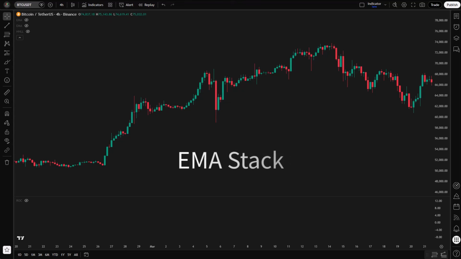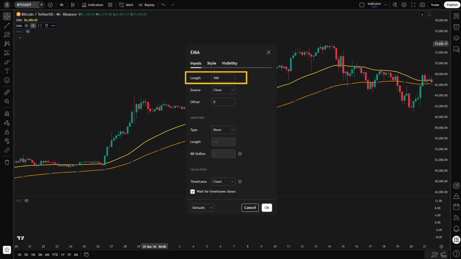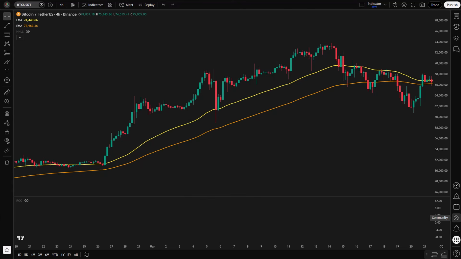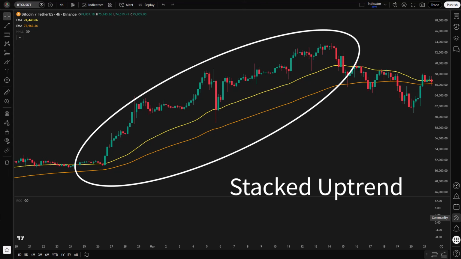Layer 1 is the EMA stack. We put 2 exponential moving averages on the chart, a 50 and a 100. To even think about going long, price has to be above the 50 EMA, and the 50 has to be above the 100. That's what we call a stacked uptrend. It's the cleanest way to confirm the market is actually trending and not just chopping sideways.